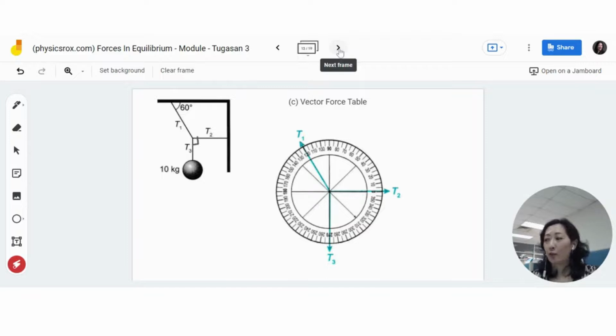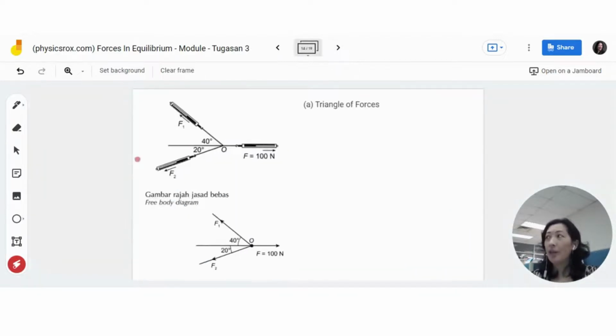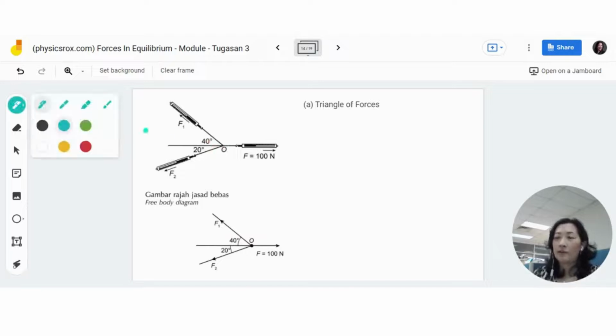Now let's look at situation number 3. For situation 3, these are actually three spring balances that have been pulled at different angles at different forces. And we're given the free body diagram over here. So an example of the triangle of forces which you can get would be this.